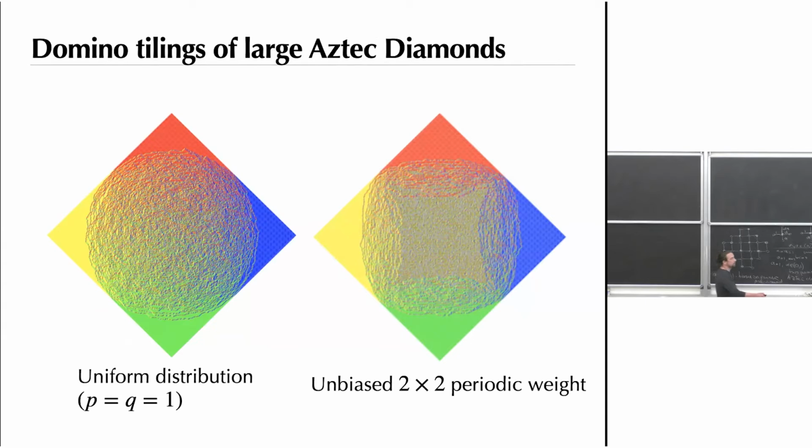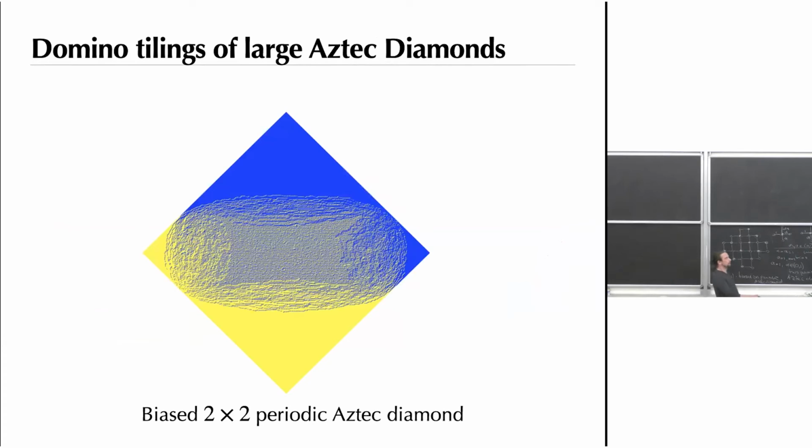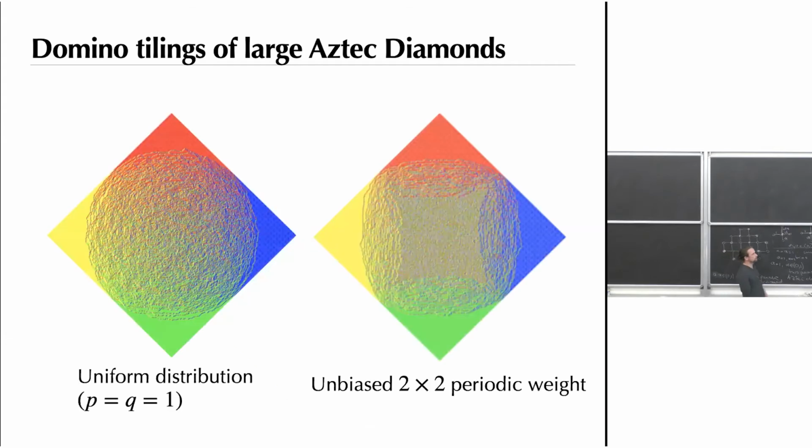So the right picture here is the unbiased 2 times 2 periodic weight. So this is the case when A equals 1. But I can also show here 2 different colors, to make sure it's clear. Sometimes it's better to play with colors. I put 2 colors there, so that you can see this gaseous region a little bit better in this picture. And this is the biased two-periodic Aztec diamond, and you see the difference clearly here.